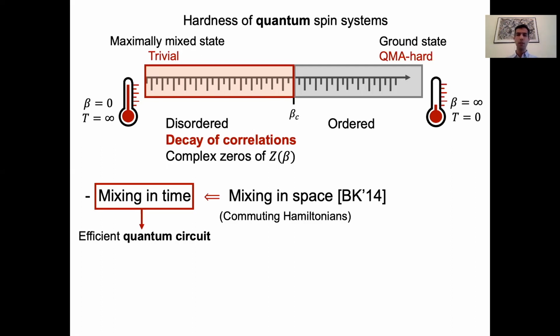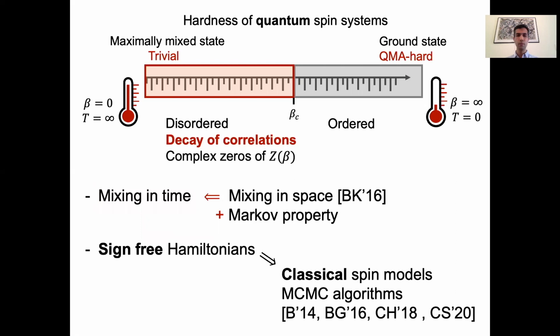Again, there are some results connecting correlation decay to algorithms. In particular, Brandao and Cramer have shown one direction of the equivalence between mixing time and space for quantum Hamiltonians with mutually commuting terms. They have also shown this for a general Hamiltonian, if besides a variant of the decay of correlation, they also assume the Markov property holds. There is a class of quantum Hamiltonians known as the sign-free or stoquastic Hamiltonians, whose partition function can be directly mapped to that of a classical spin model. And then we can apply the existing sampling algorithms for that classical system to find the partition function of these quantum systems.